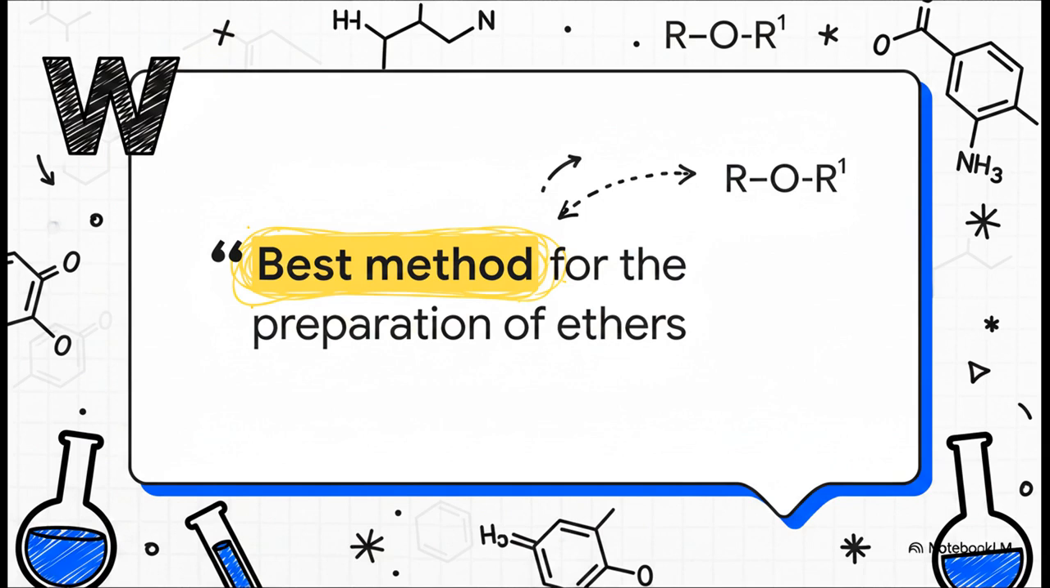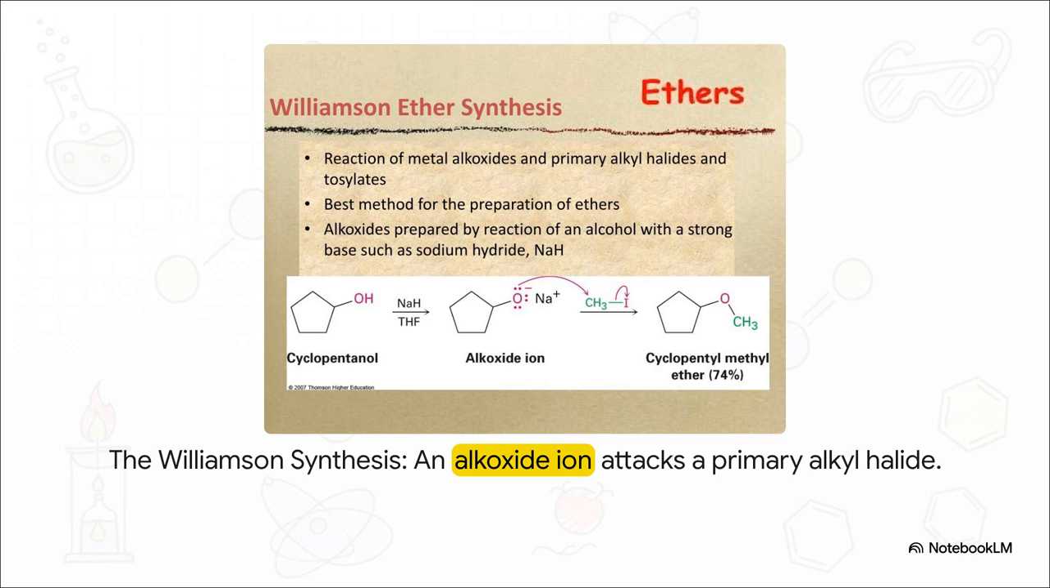Textbooks and examiners, they just love the Williamson ether synthesis. It's considered the most versatile and important way to make ethers. This is your #1 must-know reaction for this entire topic. So here's the play-by-play. It works in 2 steps.